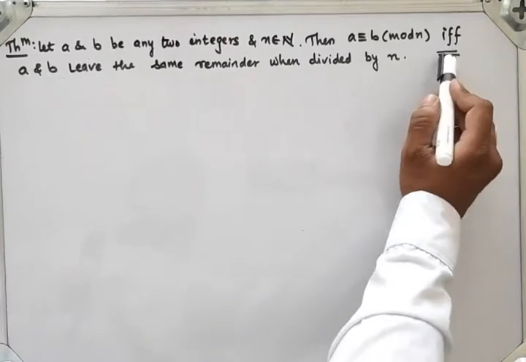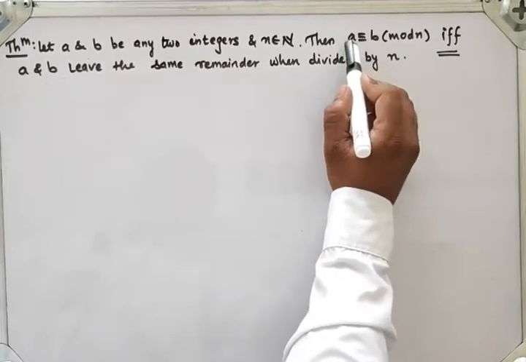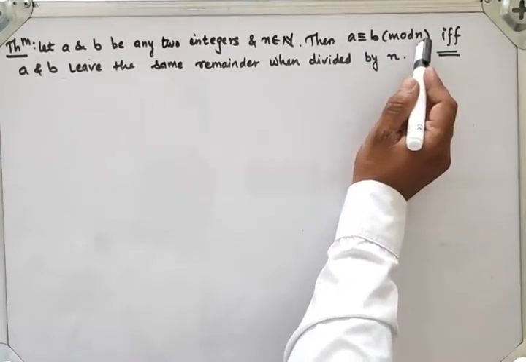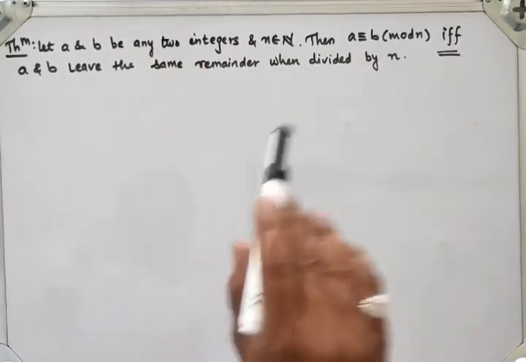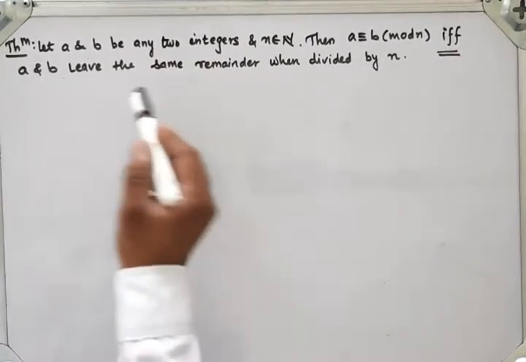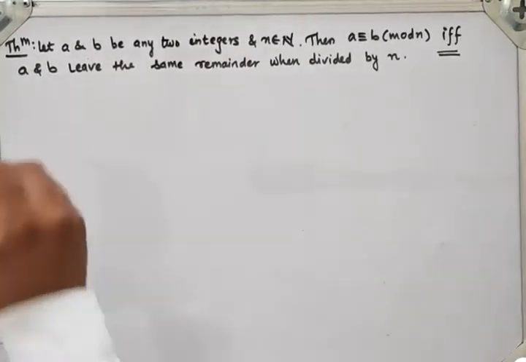Since this is an if and only if case, we have to prove this theorem in two parts. In the if part, from the condition a congruent to b modulo n, we show that a and b leave the same remainder when divided by n. And the second part, the converse part, assumes a and b leave the same remainder when divided by n. Let's start the proof.